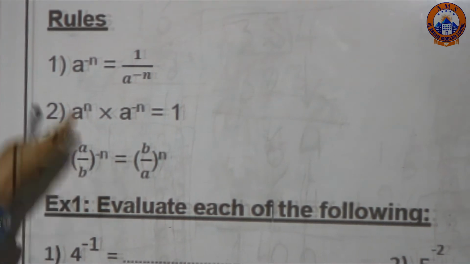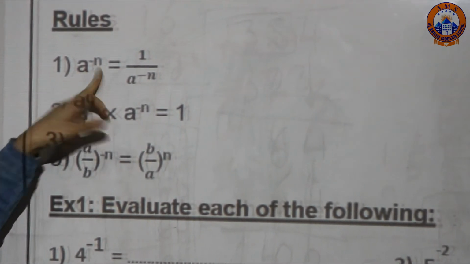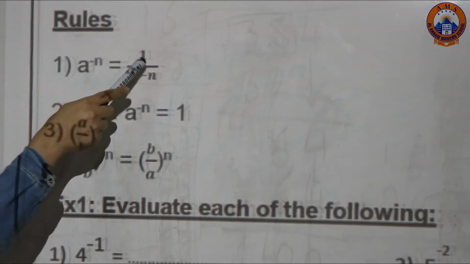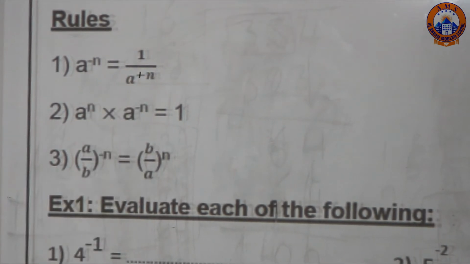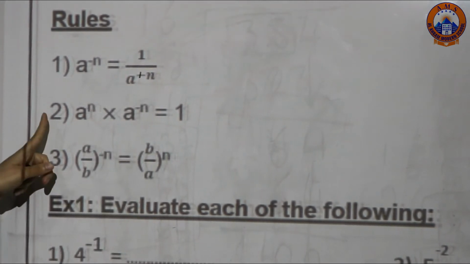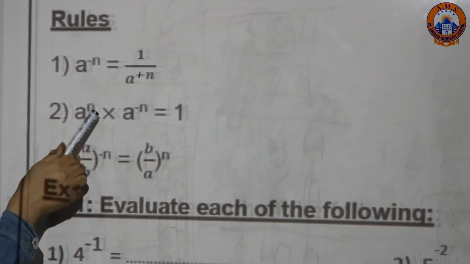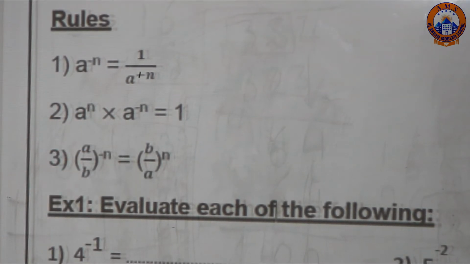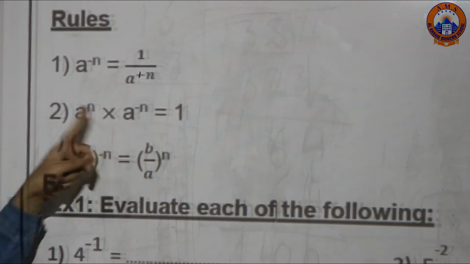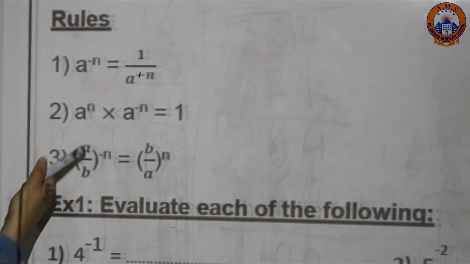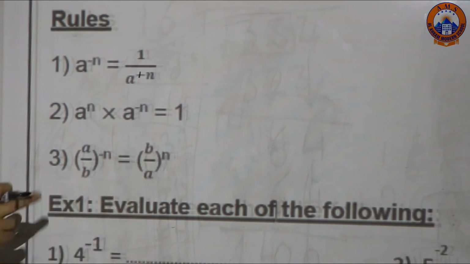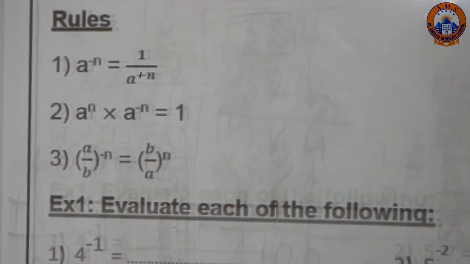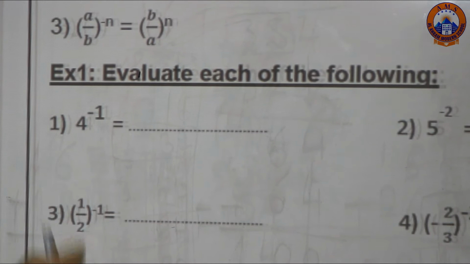We will start with lesson 1, negative integer power. Our rule is, if I have a to the power negative n, it will be 1 over a to the power positive n. Rule number 2: if I have a to the power n multiplied by a to the power negative n, it will be 1. You have the same base and opposite powers. For a over b to the power negative n, to change the power into positive, you have to flip the number inside the brackets.